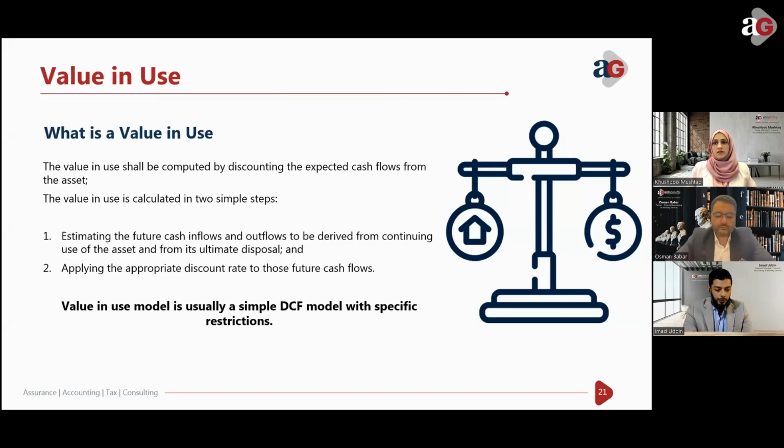So what exactly is the value in use? The value in use shall be computed by discounting the expected cash flows of the asset. The value in use is calculated in two simple steps. So basically, the value in use computation is like a simple DCF business valuation. We are defining a CGU, and based on that, we are computing its value, just like a simple DCF model. So we have to estimate the future cash inflows and outflows to be derived from the use of the assets and from its ultimate disposal, and you have to apply the appropriate discount rate. So again, we have to project and forecast the cash flows arising from a particular CGU, and we have to discount them based on a reasonable discount rate to come up with a value that would be the value in use.